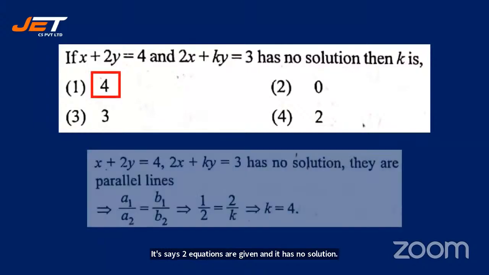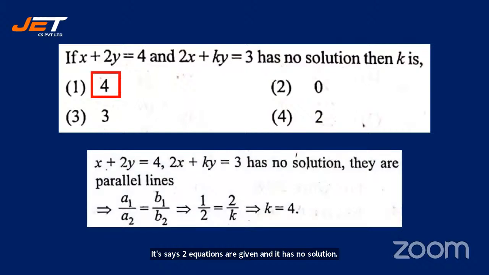All right. So let us see. We are taking the two equations. So when they say that it has no solution, then it means that they are parallel lines. So what is the condition of parallel lines that we have read? A1 by A2 is equal to B1 by B2. All right. So now which is A1 here? The coefficient of x. So this is A1 and this is A2. This is B1, this is B2.